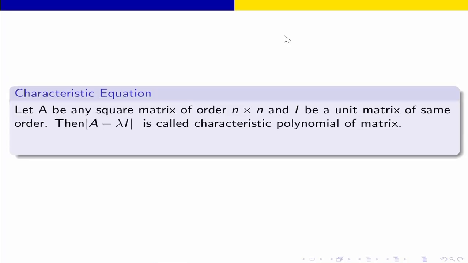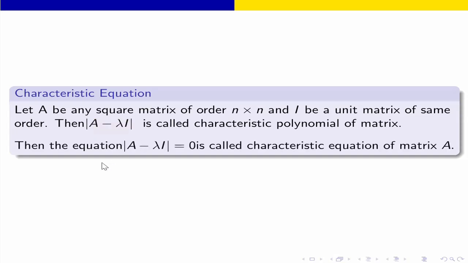So then the determinant of A minus lambda I is called the characteristic polynomial of a matrix. Then the equation determinant of A minus lambda I equal to 0, if we equate the characteristic polynomial of the matrix to 0, we call it the characteristic equation of the matrix A.